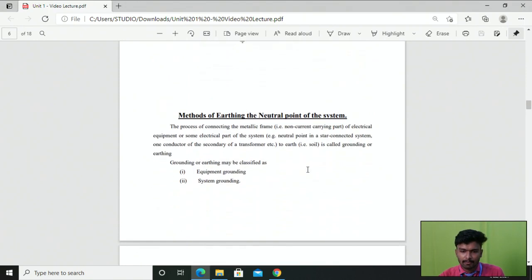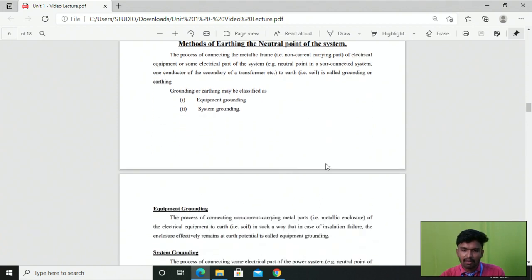So the next topic is the methods of earthing the neutral point of the system. Before going to earthing the neutral point of the system, first of all we need to know what earthing is, and what the types of earthing in our power system are. Right. So first of all we need to know what earthing is.